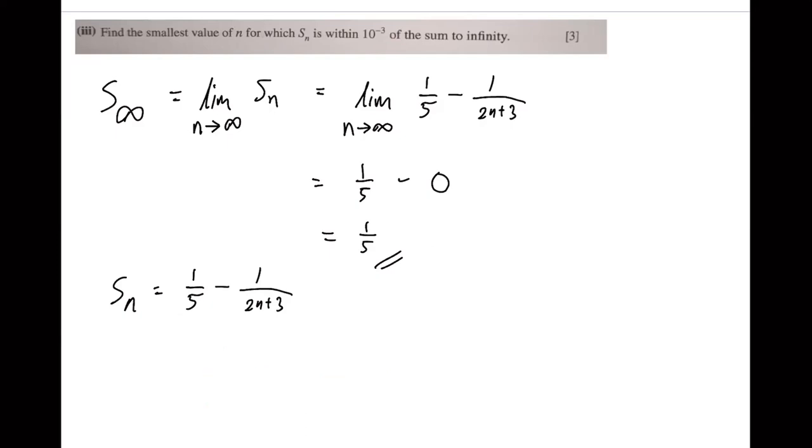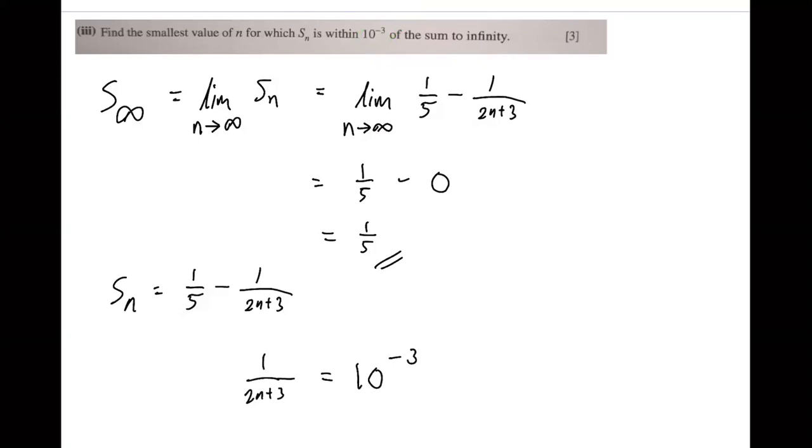So how do you make sure that it's within 10 power negative 3? It just means that this part is the one causing the trouble. Sn wishes to be exactly 1/5, but it's always dragged down by this 1 over 2n plus 3. The minus 1 over 2n plus 3 is dragging it down. So it's very, very close to 1/5, but always slightly under. So that just means you need this 1 over 2n plus 3 to be equal to 10 power minus 3. Then from there you solve for n.